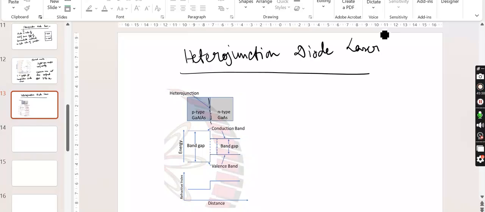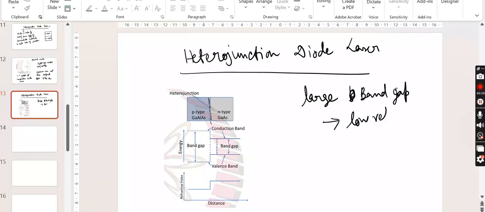So gallium aluminum arsenide basically has a large bandgap, and when there is a large bandgap, this is very natural, the large bandgap means low refractive index.